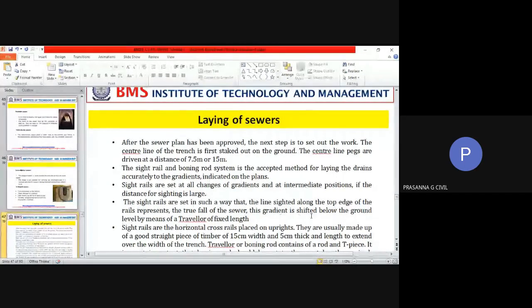This gradient is shifted below the ground by means of a traveler. Traveler is nothing but a boning rod. The boning rod has a shoe at one end and a vertical piece attached to it, so the exact level can be measured. Like if you have a scale on that vertical portion, you will be able to tell from the ground, this is the depth of the invert.